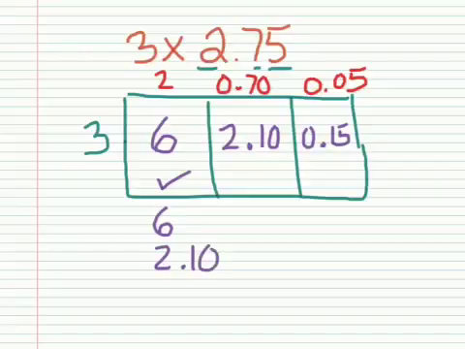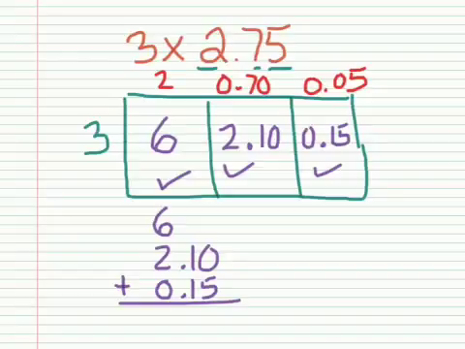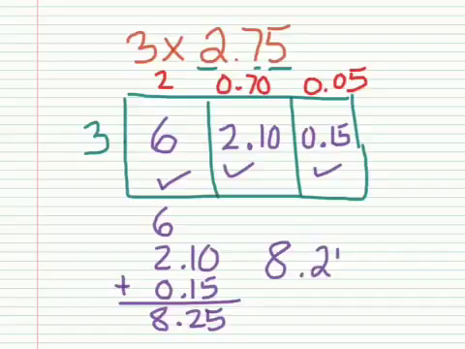To 2.10. And you see I'm actually lining up my decimal points so that when I add, everything will come out correct. So 5 plus 0 is 5. 1 plus 1 is 2. And 6 plus 2 is 8. Once again, we get $8.25. Again, if this is not quite making sense for you yet, please use repeated addition.